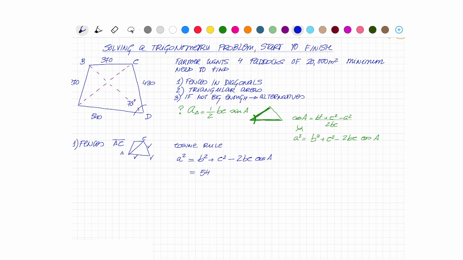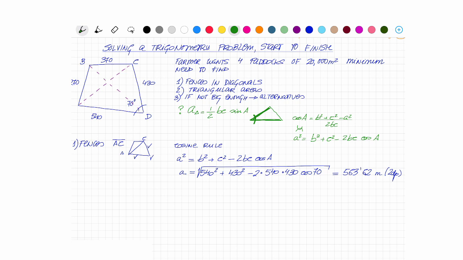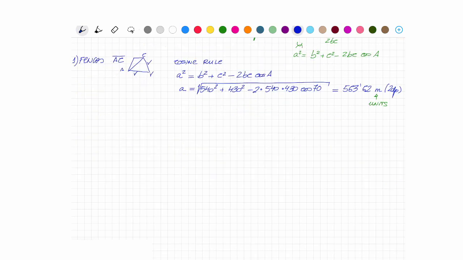a equals the square root of 540 squared plus 430 squared minus 2 times 540 times 430 cosine of 70, which gives me 563.63 meters. And I need to round, but I give myself a couple of decimal points because I know I'm going to have to use it later, and I don't want to round too much. And always remember units throughout. I have one, now the other one.